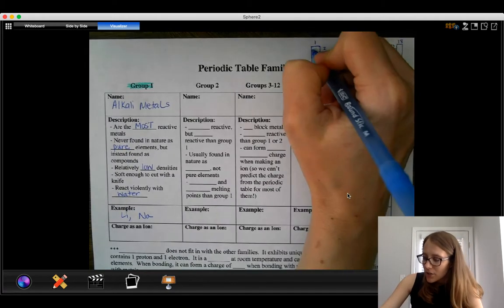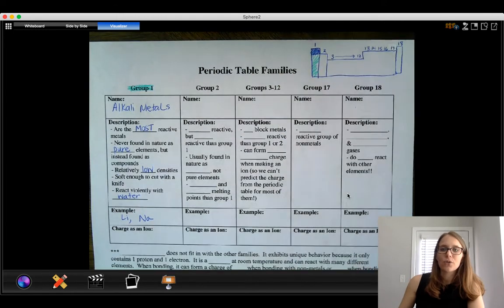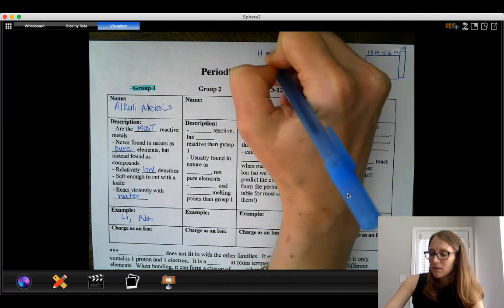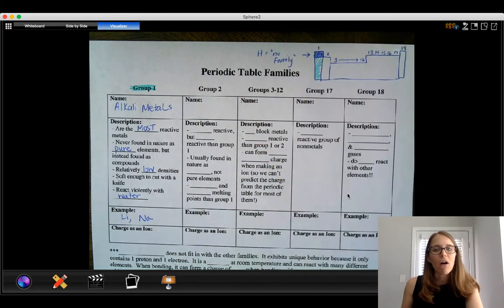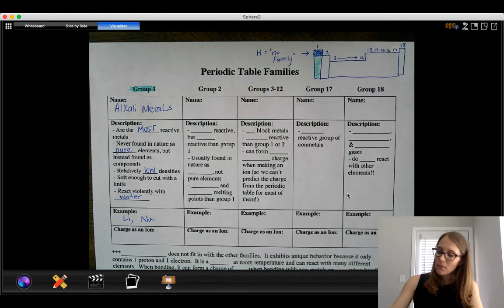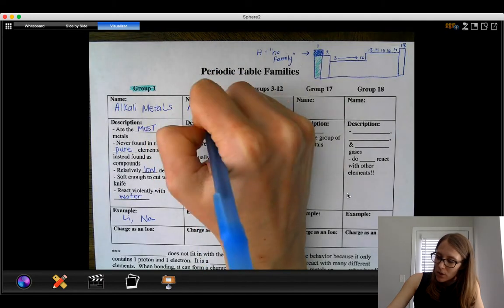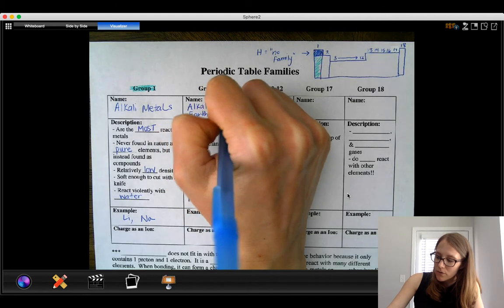And on here, actually, let me make sure I put a note on here. Hydrogen is actually not a metal, so hydrogen is not in the alkali metal family. I'm just going to put no family for hydrogen. It's kind of all off on its own. Our next family is group 2, which is called the alkaline earth metals.